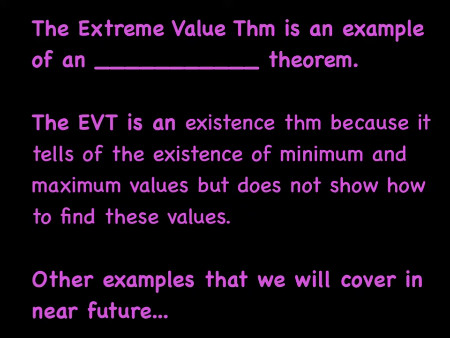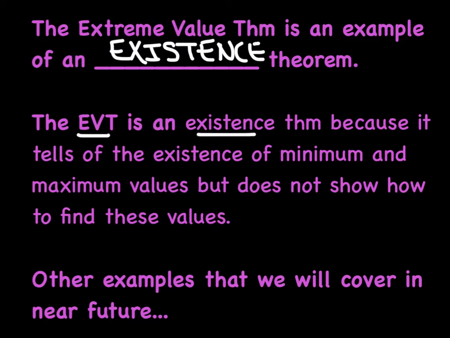Frankly put, the extreme value theorem is an example of what we call an existence theorem. This is an entire family of theorems that prove the existence of some idea or concept. The EVT, abbreviated for extreme value theorem, is an existence theorem because it guarantees the existence of a minimum and a maximum value, but it doesn't tell us how to find these values. It just says, hey, if f is continuous between a and b, then I guarantee that somebody's going to be the tallest and somebody's going to be the lowest point on that graph.